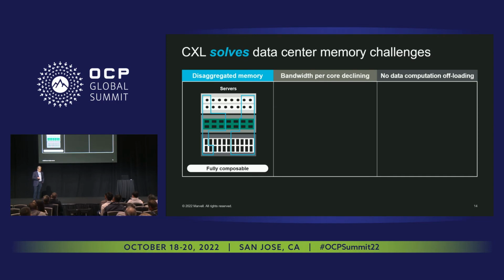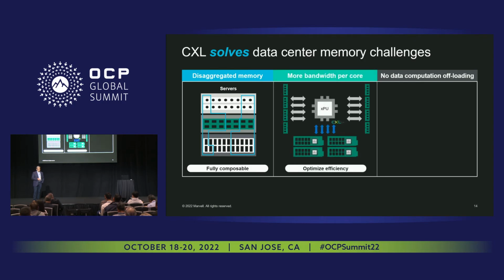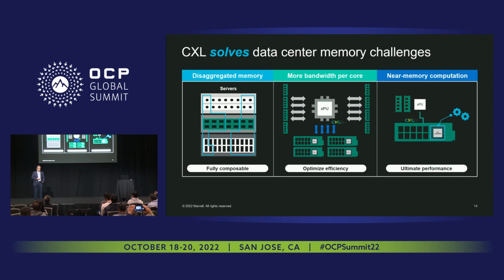Next is the bandwidth per core that is declining. In this case, we're moving from the two DIMMs per channel to adding CXL memory devices, and that optimizes our efficiency overall. Next, we go from not being able to offload data computation to near memory computation, by having accelerators that are built into the cards themselves.